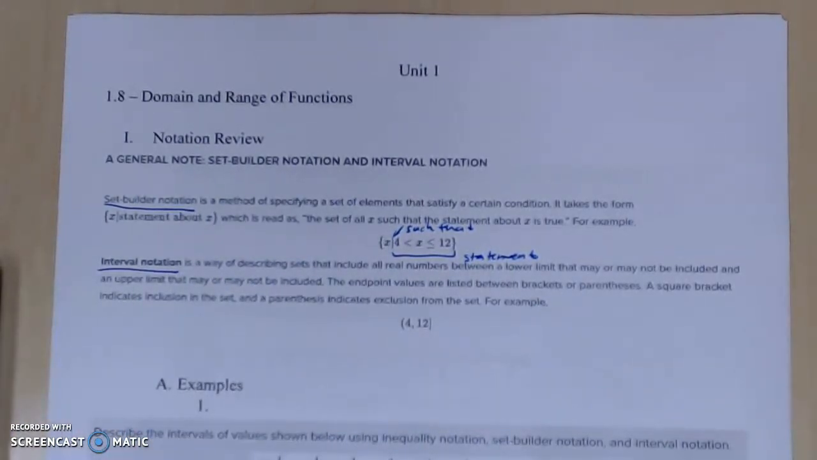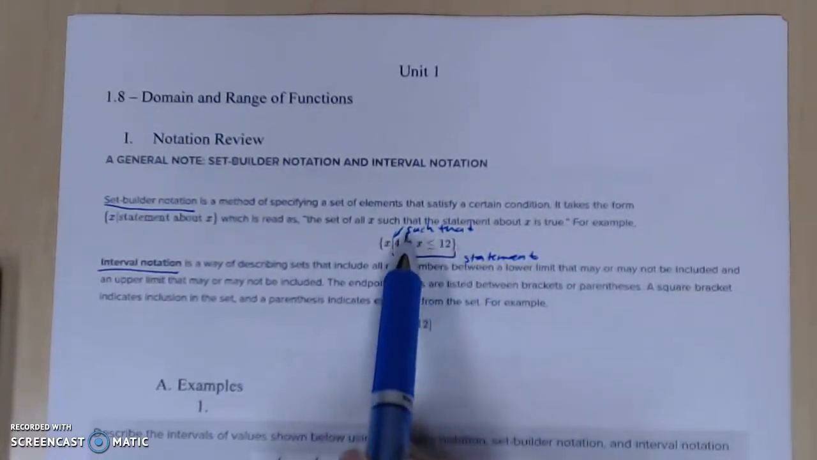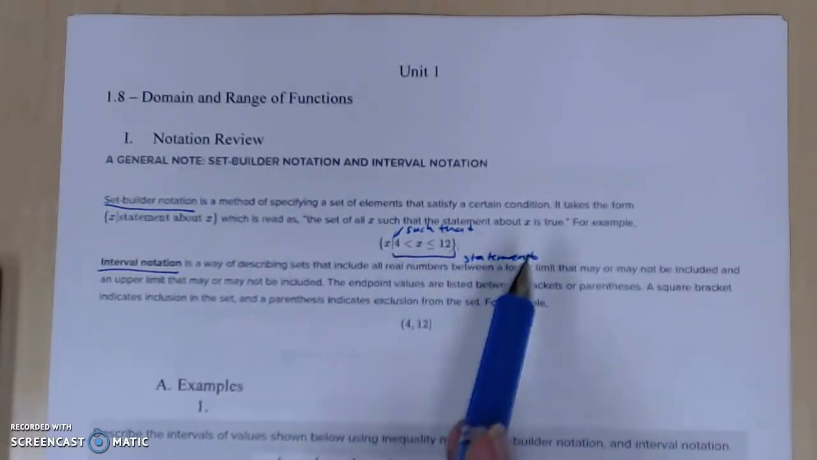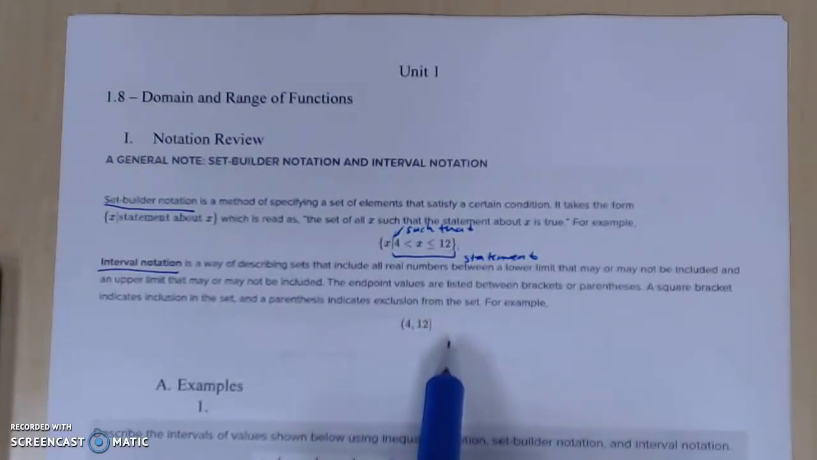Interval notation is a way of describing sets that include all real numbers between a lower limit that may or may not be included and an upper limit that may or may not be included. The endpoint values are listed between brackets or parentheses, and a square bracket indicates inclusion in the set. A parenthesis indicates exclusion from the set. So this right here is the inequality representing the numbers between 4 and 12, such that X is equal to 12, but does not equal 4.